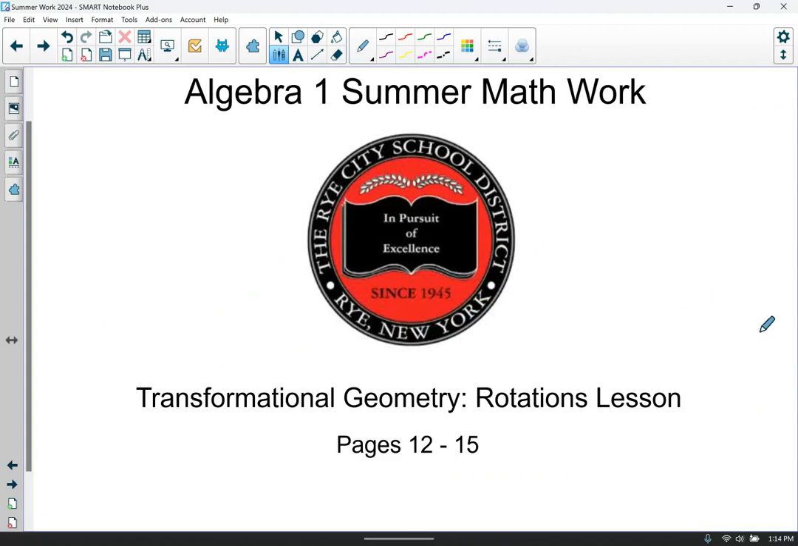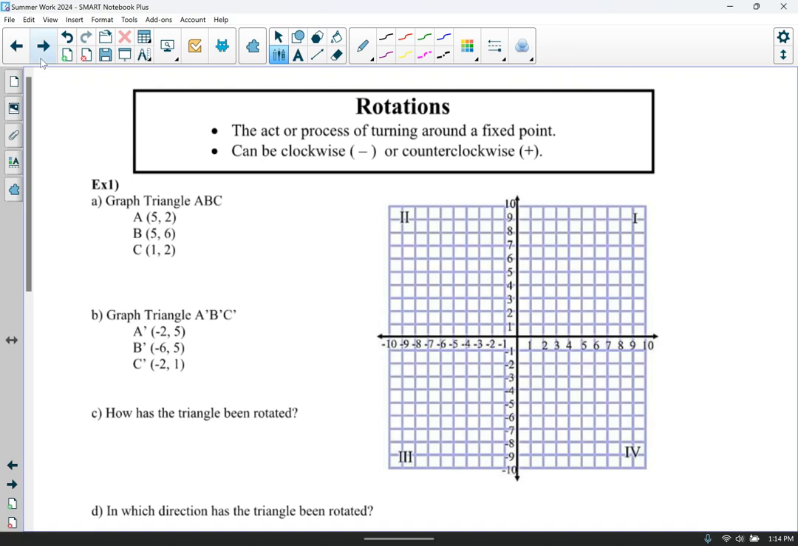In this video, we're looking at rotations. We're going to be working on pages 12 to 15 in the Algebra 1 Summer Math Packet. Rotations is the act of rotating a figure or a point. They can be either clockwise or counterclockwise.